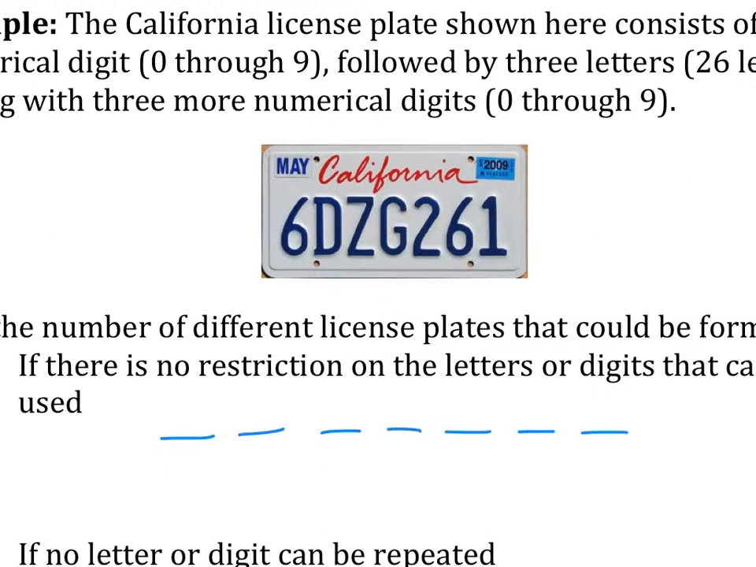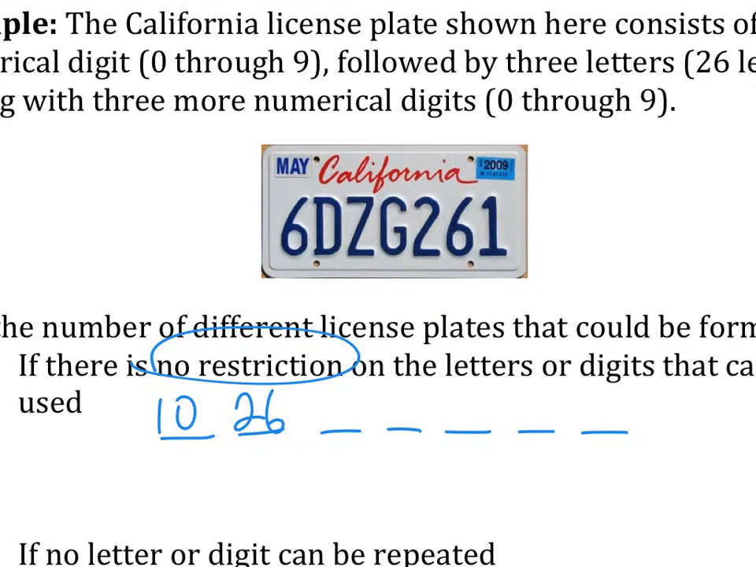So we have 7 stages. In the first stage, how many choices do we have? 10. In the second stage, how many choices do we have? 26. In the third stage, how many choices do we have? 26 again because it's not restricted. Yeah, 26 again because it says there is no restriction.